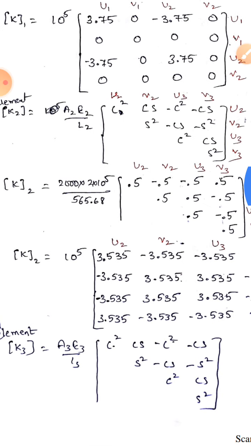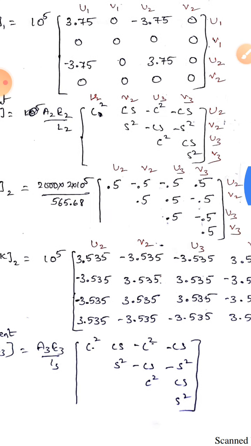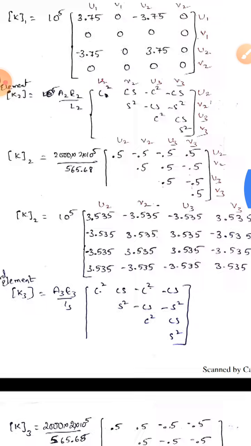Next, the second element has A2 E2 by L2 times C square, CS, C square, CS, all those values. For K2, substitute the values of C and S. Compute the outside value, that is A2 E2 by L2, keeping 10⁵ outside, multiply it into each term, and you will end up with this K2 matrix.